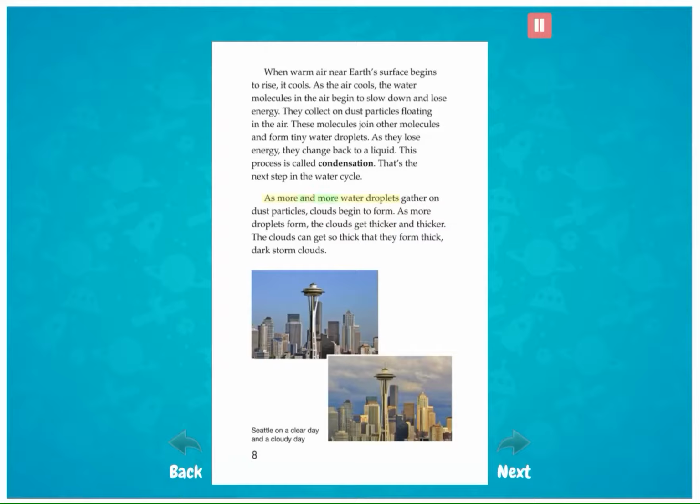As more and more water droplets gather on dust particles, clouds begin to form. As more droplets form, the clouds get thicker and thicker. The clouds can get so thick that they form thick, dark storm clouds.